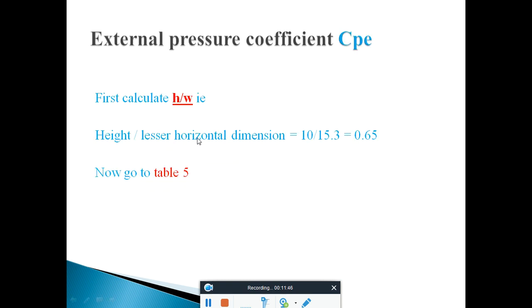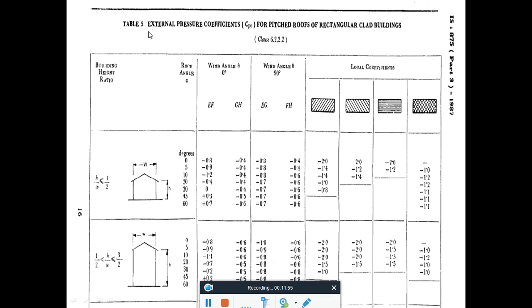So height divided by less horizontal dimension, hence 10 divided by 15.3. Now go to table 5. So this is table 5. Table 5 is for external pressure coefficient, that is CPE, for pitched roof. Okay, so here H by W. Let's see one by one. H by W, we have calculated H by W as 0.65.